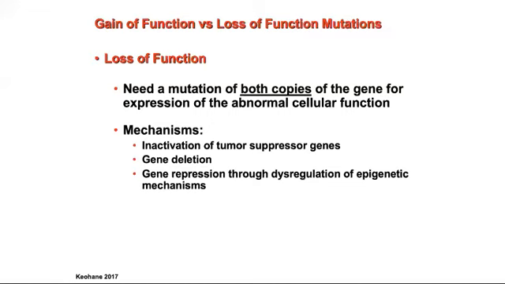Loss of function. So for this particular type of mutation that is seen in hematologic conditions, the mutation that is seen here is a loss of function mutation. Again, what it means is that there is inactivation or loss of some type of function. And it needs a mutation of both copies of the genes for the expression of the abnormal cellular function to occur. And some of the mechanisms involve inactivation of tumor suppressor genes, gene deletions, gene repressions through dysregulation of epigenetic mechanisms.